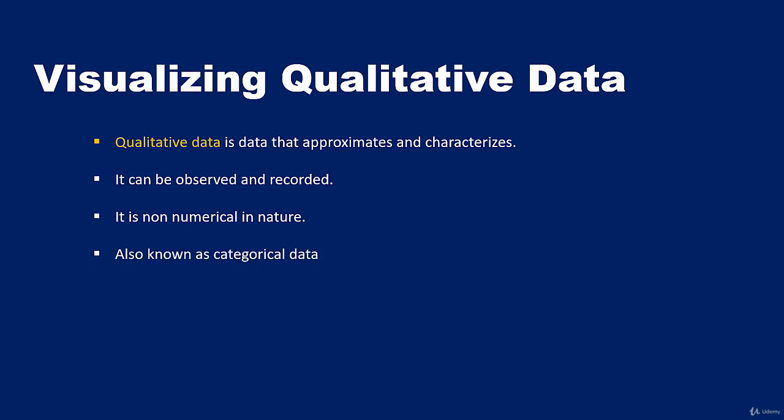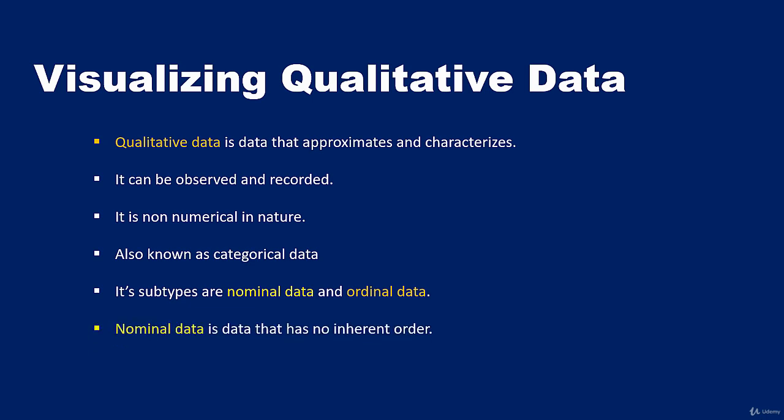It has subtypes that are nominal data and ordinal data. Nominal data is data that has no inherent order, while ordinal data is data that falls into ordered categories.